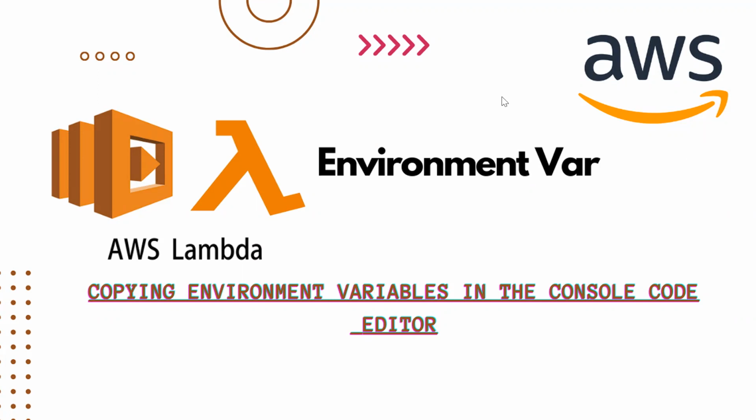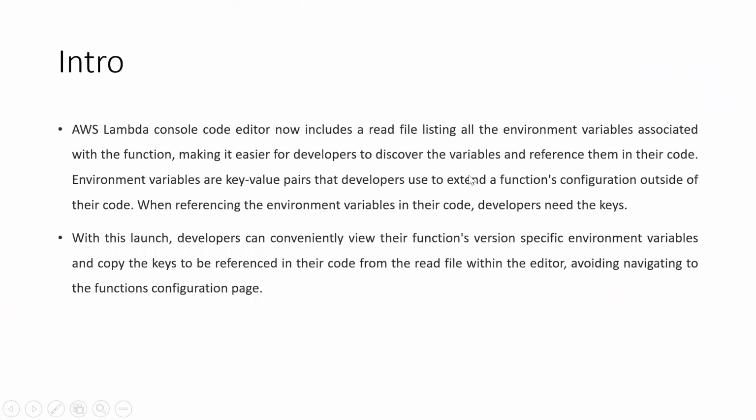But before that, just a brief introduction. It is a recently launched feature. We can read a listing of all the environment variables data associated with the functions, and it becomes easier for developers to get a list of all the variables and then easily refer to them in the code. Basically, those are the key value pairs that we can utilize. So you can easily view the content.